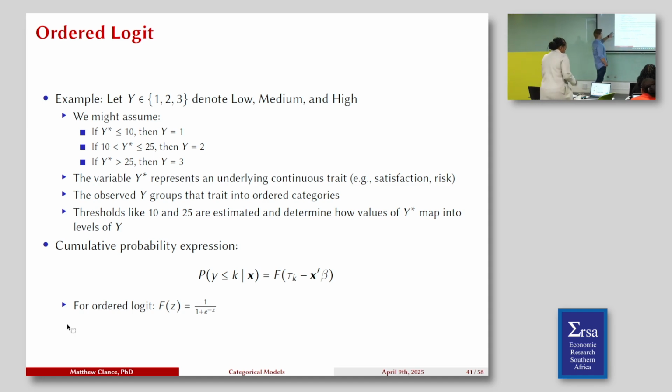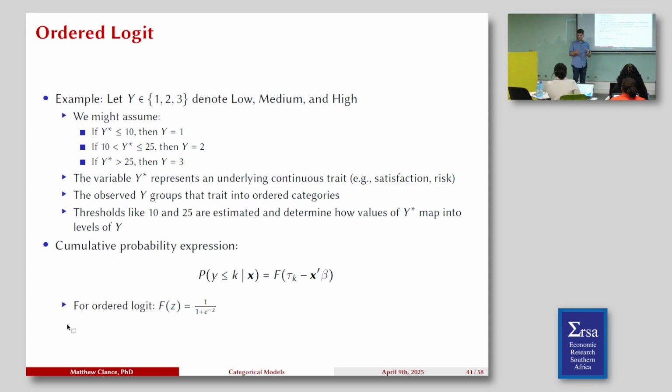And the observed y is more like groups within that continuous outcome. Basically, when we're looking at the traits, we're looking at the categories, and we're trying to help group the information together. Okay, so thresholds like 10 and 25 are estimated, and we determine how the values of y star map into the levels of y.